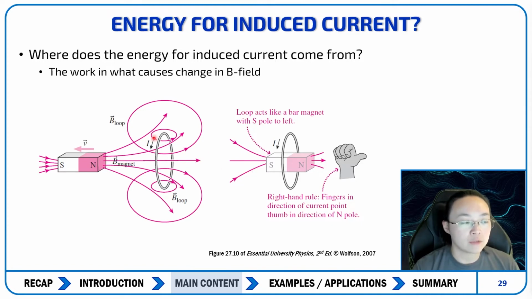It means that if you have your north pole here facing towards the loop, and now your loop itself has an imaginary bar magnet with the south pole facing towards the left, it means it'll be more difficult to pull the bar magnet away from the loop.